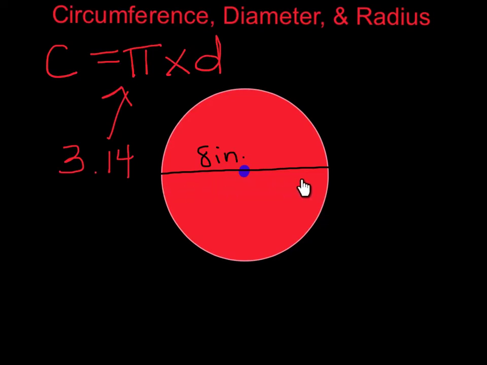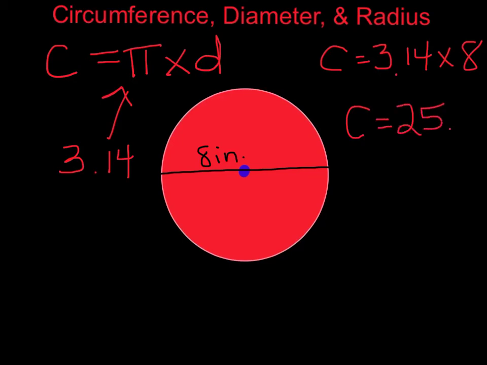Here you can see I've drawn a diameter on my circle. It is 8 inches long. If I plug all of the numbers into my formula, C equals 3.14 times 8, my problem will look like this. When I multiply 3.14 times 8, I find that C equals 25.12 inches. So the circumference of this circle is 25.12 inches.